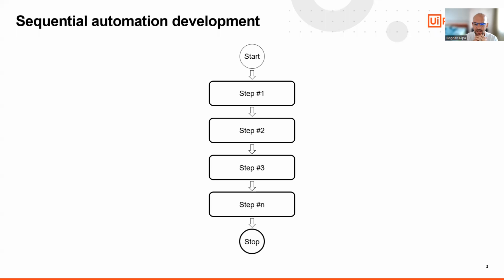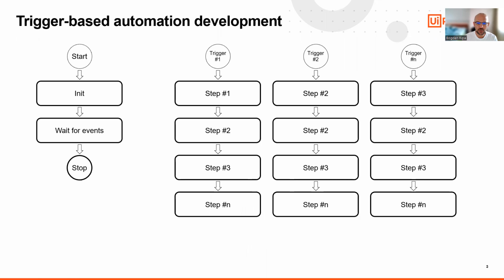Our intention is to change that a bit, because if you've ever built any software, any product that has to do with the user interface, you will see that this is not actually how those products are being built. It is a bit different. Usually you have some kind of trigger-based development, meaning that when your application, and in our case the automation, starts, you initialize some things, and then you wait for things to happen, for events to occur.